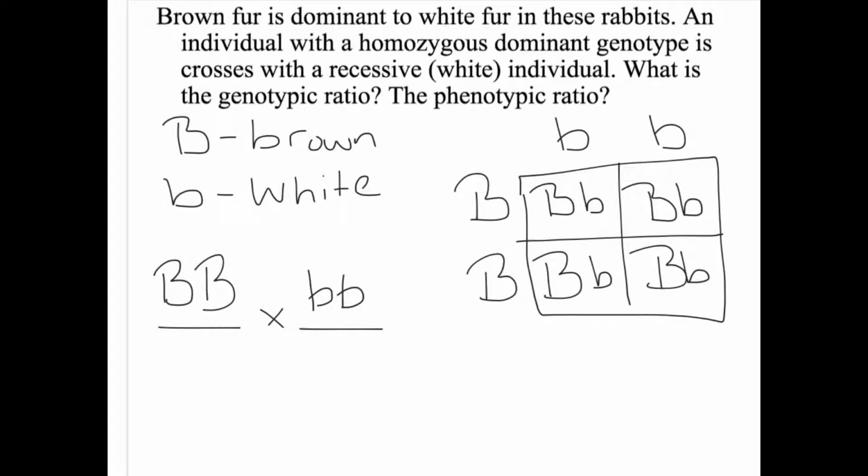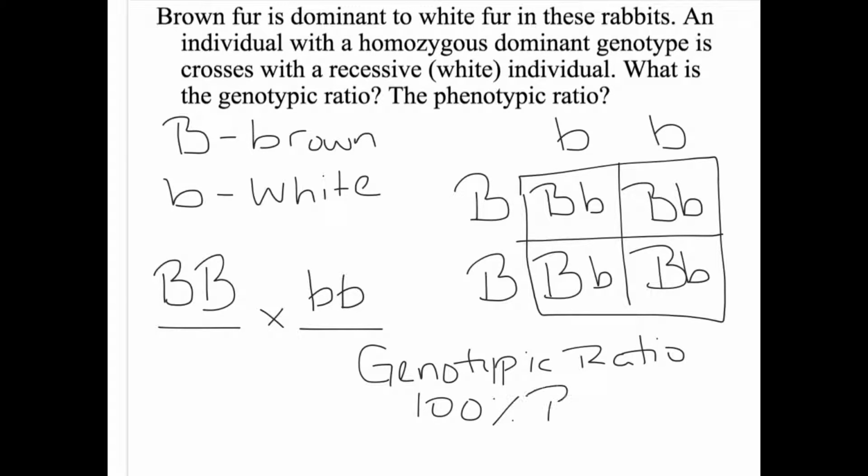And then we have to go back to the problem and answer what is actually asked. So this problem wants to know the genotypic ratio, which is what letters are actually in our box. So the genotypic ratio is 100% big B, little b, or heterozygous.